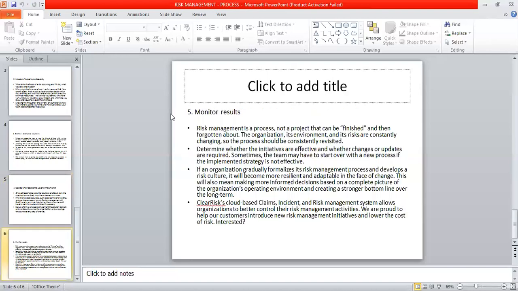And the last one is we have to monitor the result. Risk management is a process, not a project that can be finished and forgotten about. The organization, its environment, and its risks are constantly changing. Everyone knows that. So the process should be consistently revisited, right?